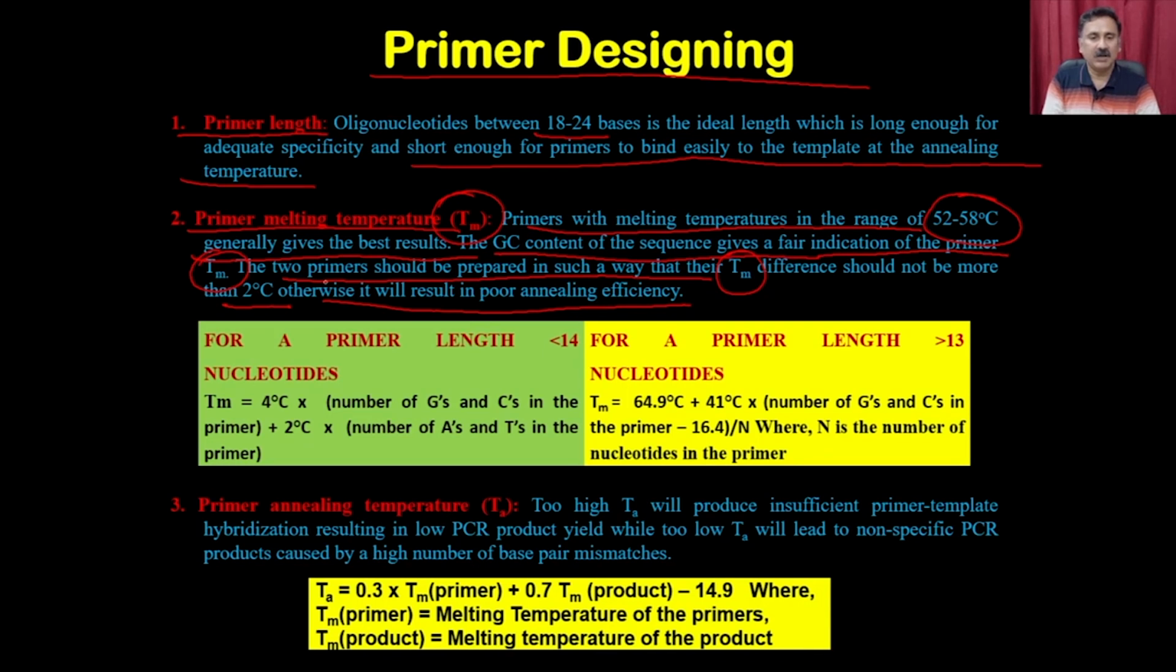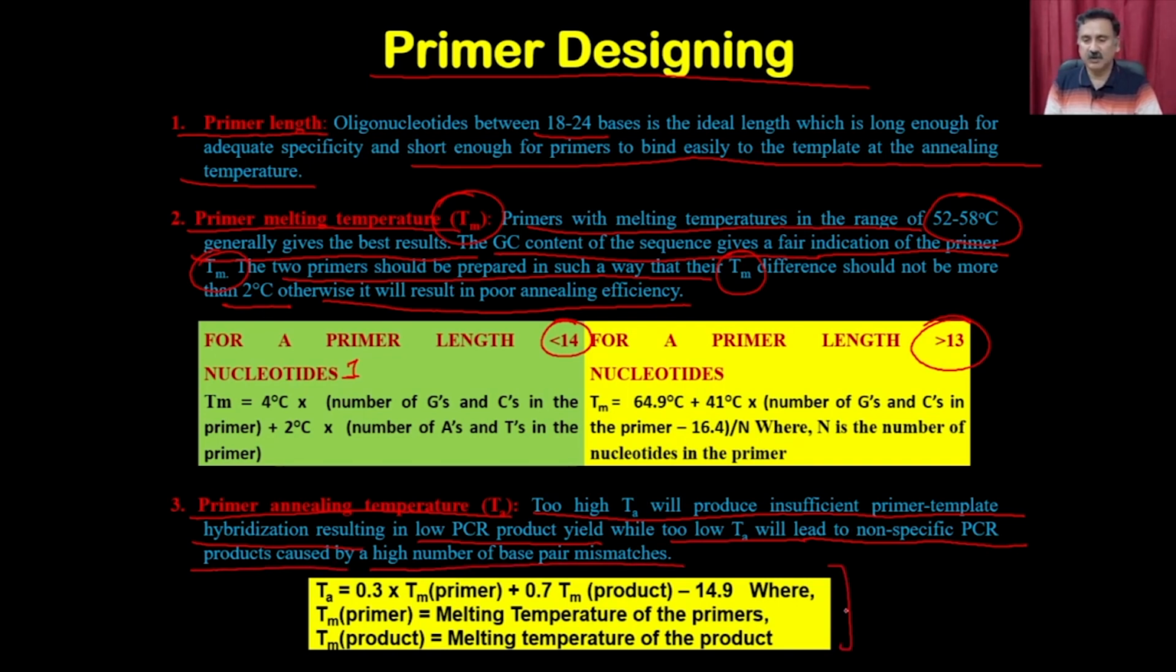And you can calculate the primer melting temperature by using this particular formula. If the primer length is less than 14, you can use this formula. And if the primer is more than 13, then you can use this formula. And the third is the primer annealing temperature. Too high an annealing temperature will provide insufficient primer template hybridization, resulting in low PCR yield, while too low an annealing temperature is going to give you non-specific PCR product caused by the high number of base pair matches. And you can use this formula to calculate the primer annealing temperature.